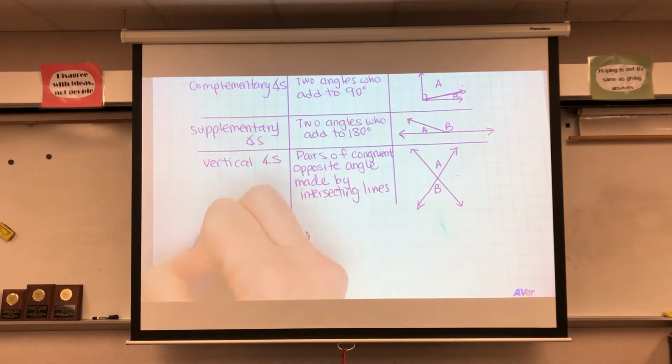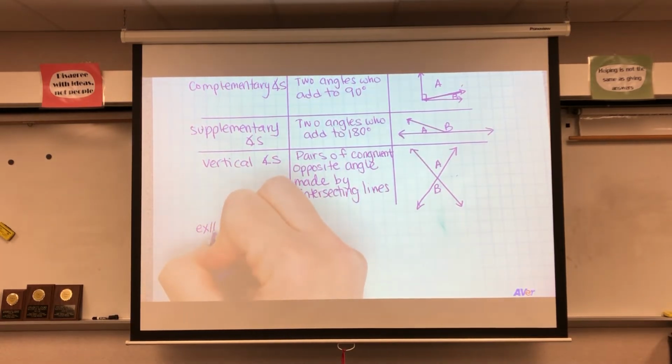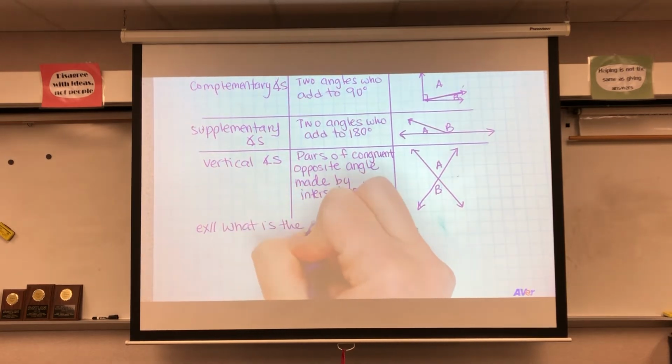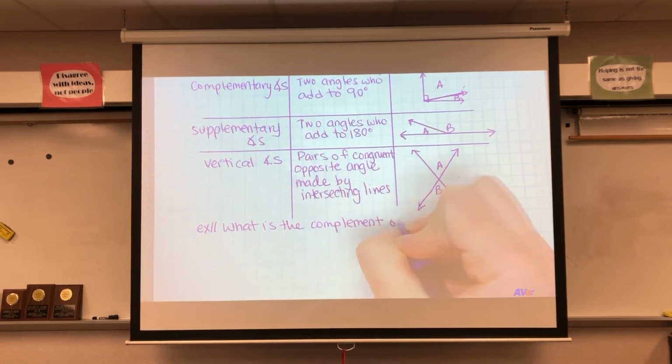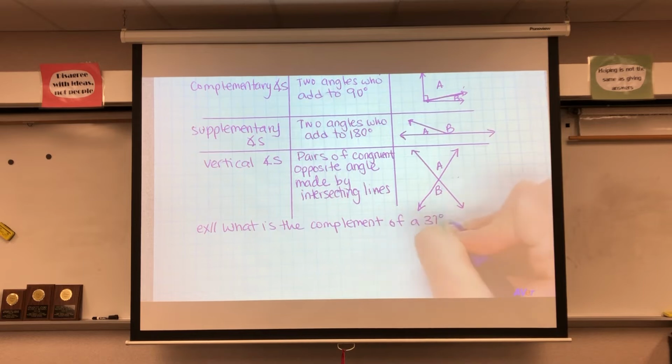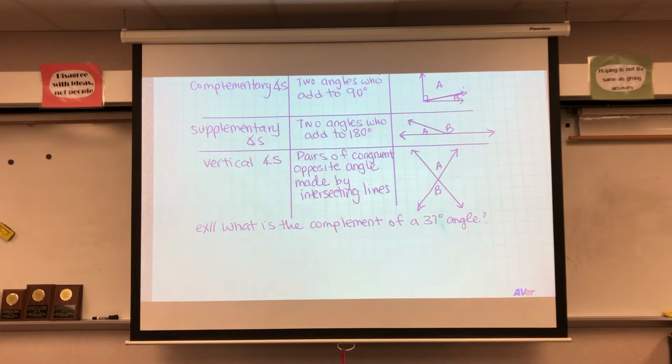So how do I use all this vocabulary to do some of my math problems? Well, let's say I gave you an example where I want to know what is the complement of a 37-degree angle. Well, here comes in my vocabulary. What does complement mean? Complement means it must add to what? Oh yeah, 90. So if I want these two to add to 90, what angle do I need? Well, I need a 53-degree angle.